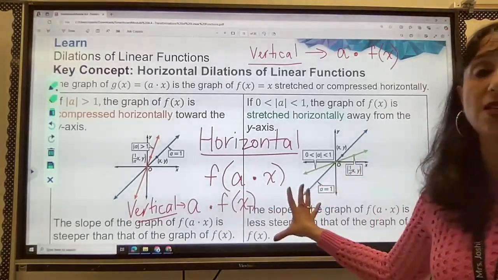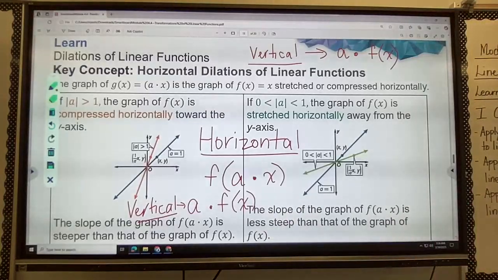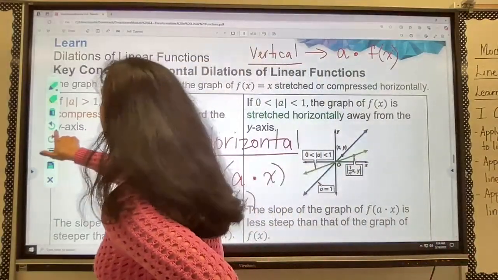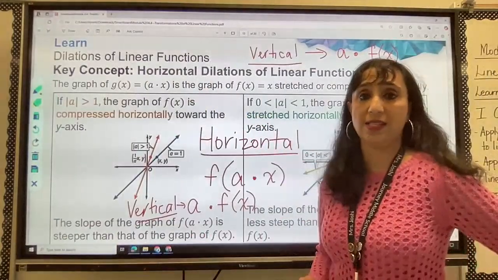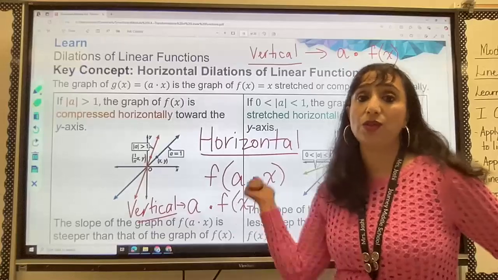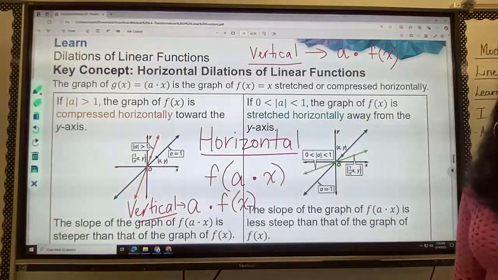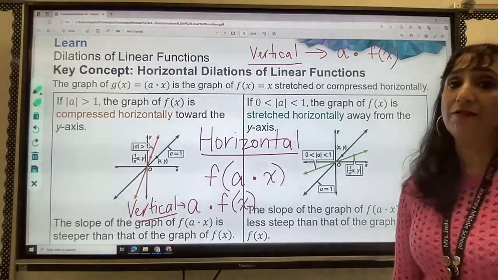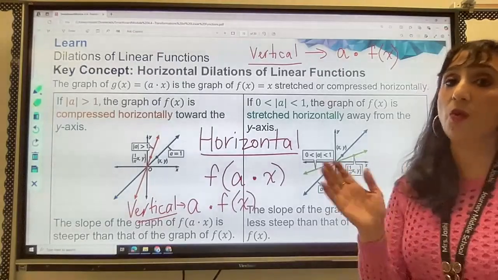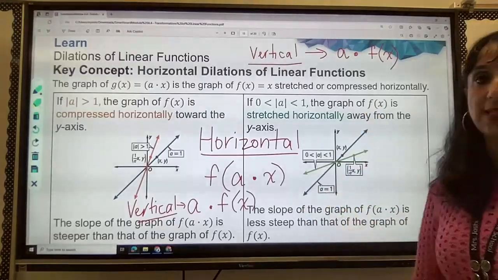So I just wanted you to see the difference between the two. Okay, and then look what it's saying again. If a is greater than 1, in this case, for the horizontal one, what's happening? It is compressed horizontally towards the y-axis. In the other one, it was towards the x-axis. And in this case, if 0 is less than the absolute value of a less than 1, which means it's a fraction, the graph of f of x is stretched horizontally away from the y-axis. So away from the y-axis, as you can see.